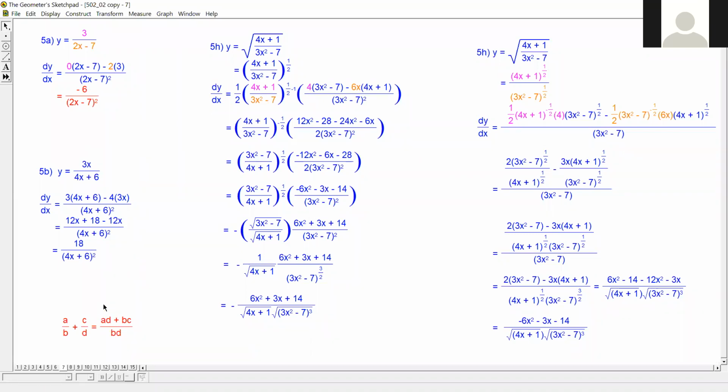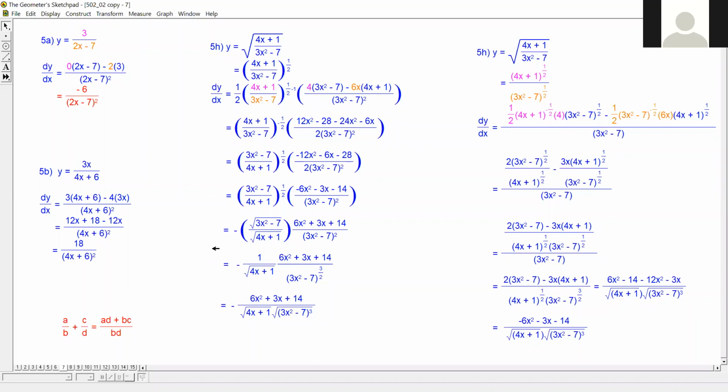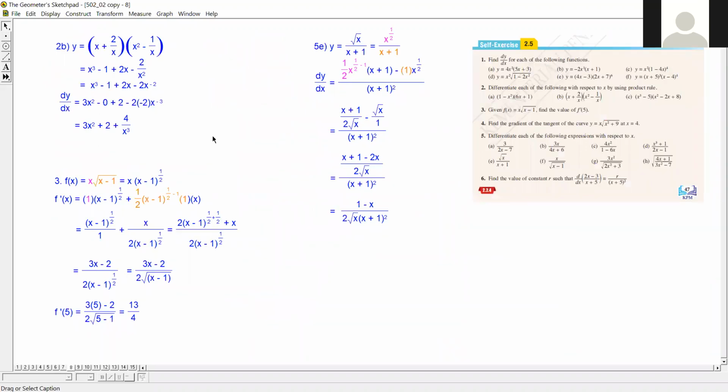The question that you could not answer the other day, these are examples. 5A, 5B we did the other day. Then number 5H, 5H is very difficult, I said. Then these are the questions asked. These two questions, this one I expanded, I've shown you. Number 3 you asked, and number 5E.